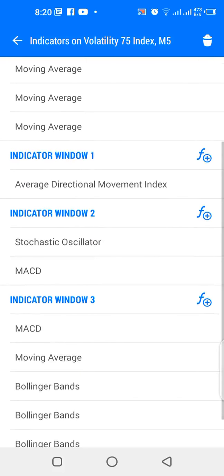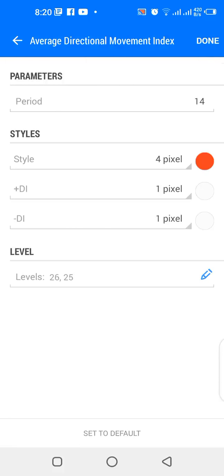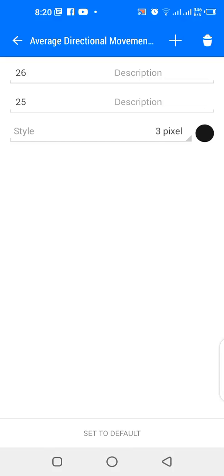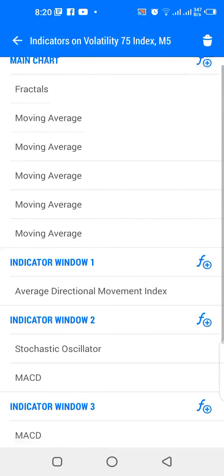Then for indicator window 1, we have just ADX, average directional movement index. The period is 14. The color is red for the style. The other plus D and minus D, the color will match the background color. The levels are 25, 26 levels. And the color is black for the levels.